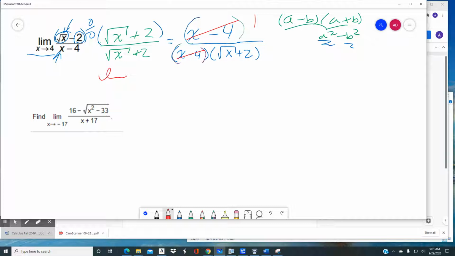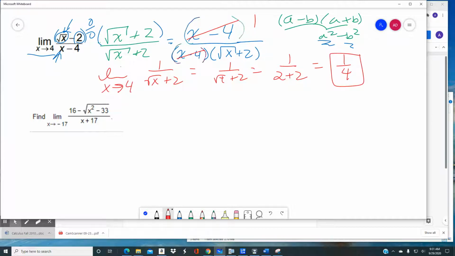So now I'm finding the limit as x goes to 4 of 1 over the square root of x plus 2, which of course would be 1 over the square root of 4 plus 2, which is 1 over 2 plus 2, which is 1/4. So that's going to be the limit as x goes to 4 of this expression.